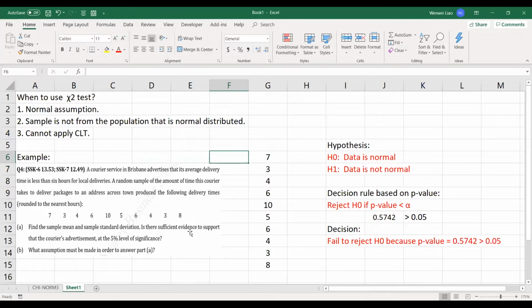In this question, we don't know the population variance, and we can't apply CLT because the sample size is smaller than 30. And also, it's not about the proportion, so we are going to do the t-test for 1 mean.